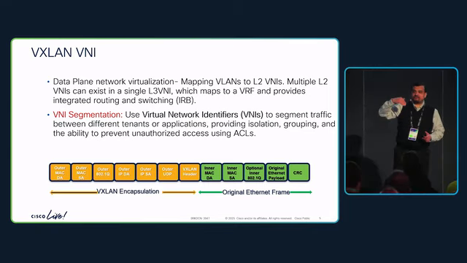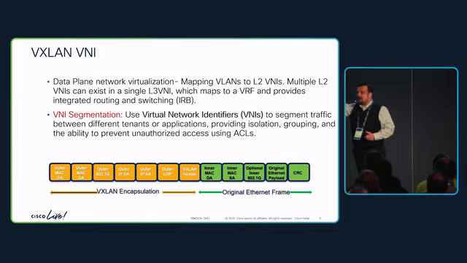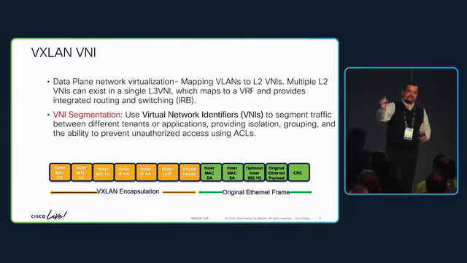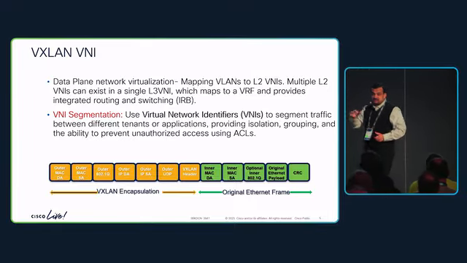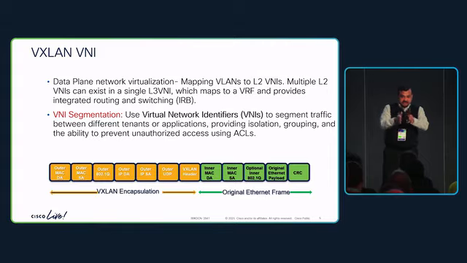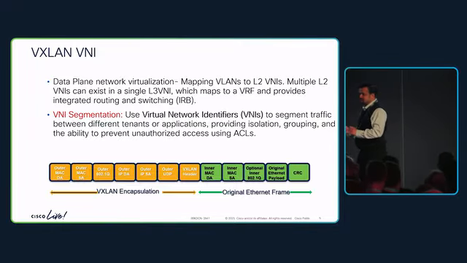So a VLAN maps to an L2 VNI, which maps to a bridge domain, and then you have multiple L2 VNIs within a VRF, that's within a routing table. What is that providing us? Segmentation in the data plane. We're isolating traffic in the data plane. So that is fundamental to security, right?